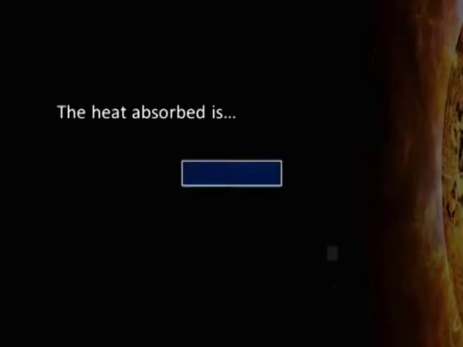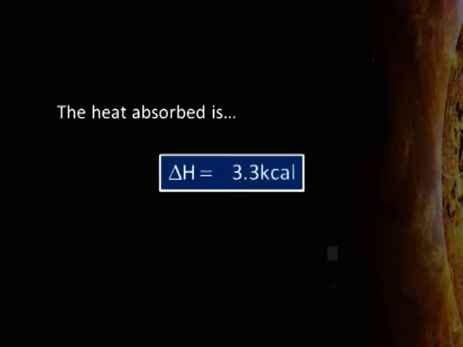The difference between the two values is equal to the heat absorbed when carbon in diamond form is converted to carbon in amorphous form. Hence, when carbon in diamond form gets converted to carbon in amorphous form, the heat absorbed will be equal to 3.3 kilocalories.